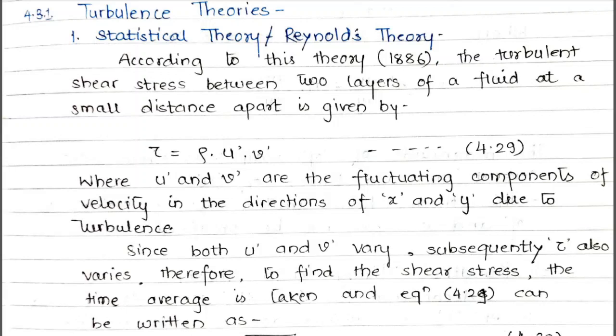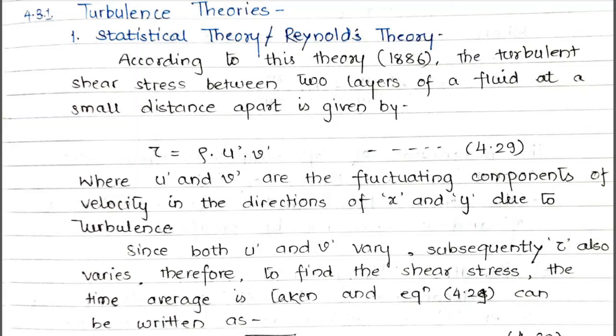When there are two layers of a fluid at a smaller distance apart from each other, the shear stress between these two layers is given by this formula, that is tau is equal to rho into u into v, where u and v are the fluctuating components of the velocity in the directions of x and y due to the turbulence. Since both u and v vary, subsequently tau also varies.